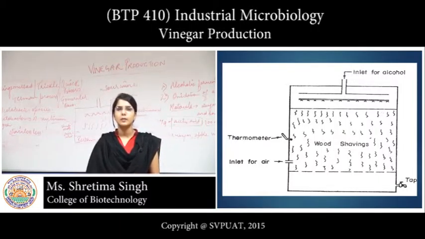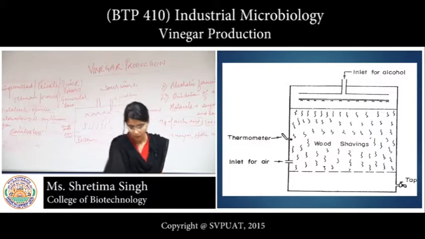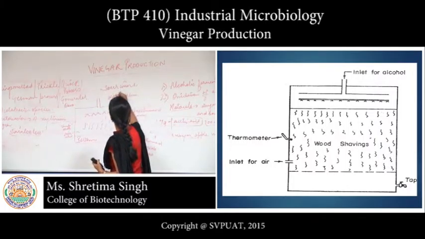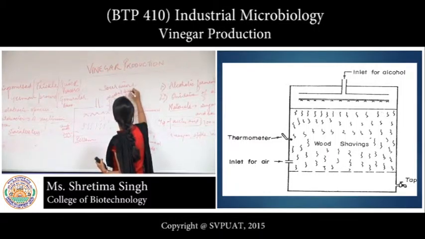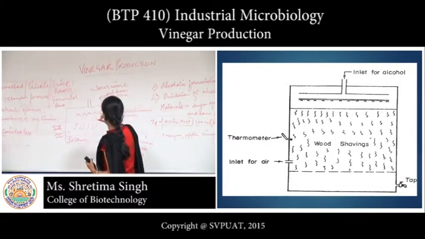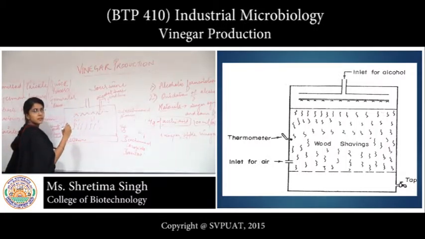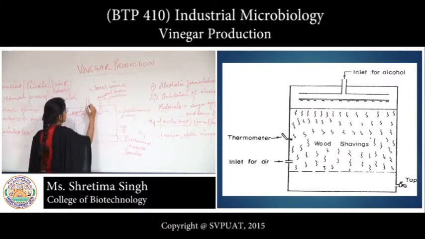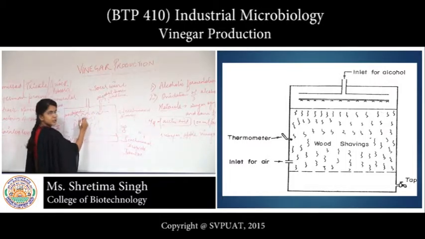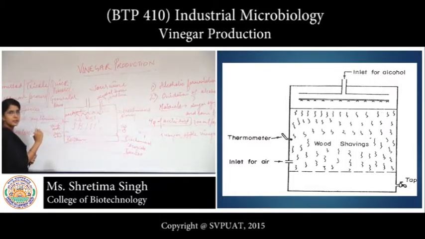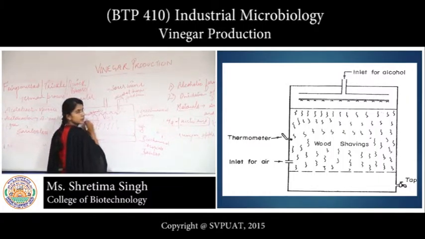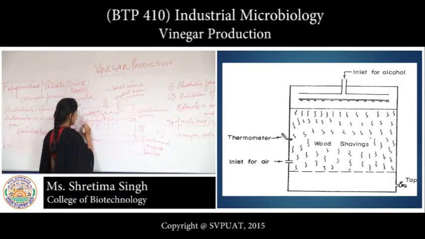So, the alcoholic broth was fed into the tank. This is the feed line from where the alcoholic broth is fed into the tank here, and these beechwood shavings are inoculated with certain Acetobacter species, that is, the flora of Acetobacter species. As the alcohol trickled down through these beech shavings inoculated by Acetobacter species, a layer of bacterial film used to set on these beechwood shavings, the packing material.